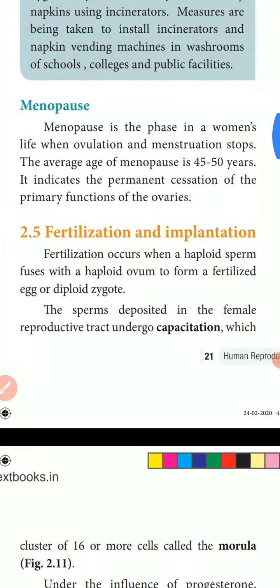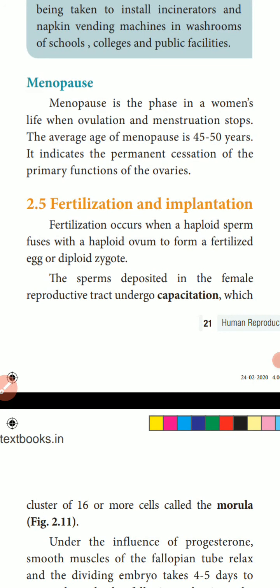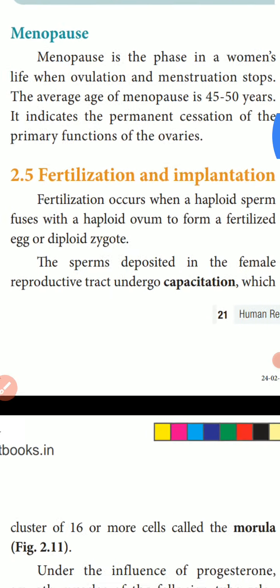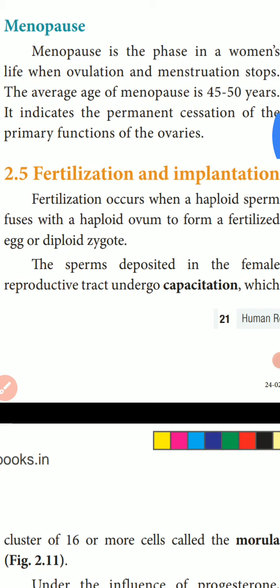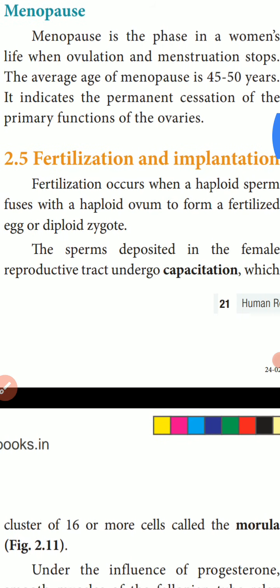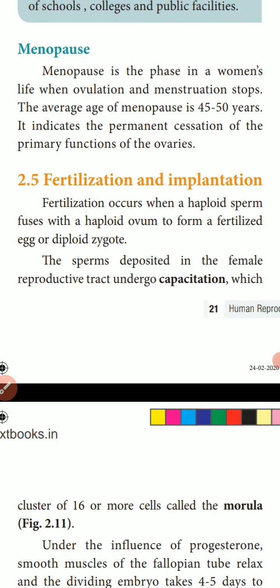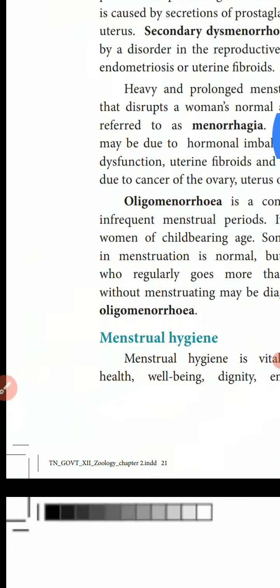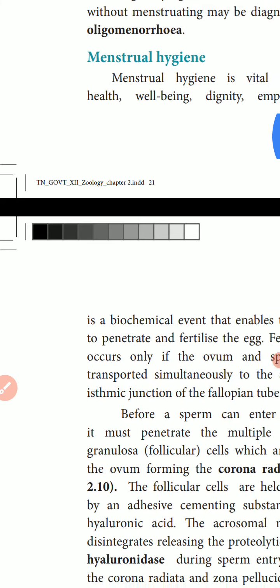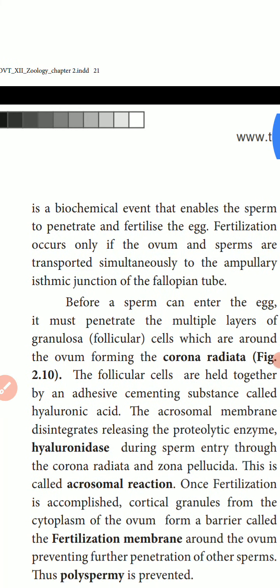The next topic is fertilization and implantation. What is fertilization? Fertilization occurs when haploid sperm fuses with the haploid ovum to form a fertilized egg or diploid zygote. The sperms deposited in the female reproductive tract undergo capacitation, which is a biochemical event enabling the sperms to penetrate and fertilize the egg.